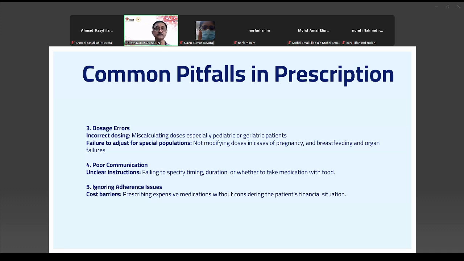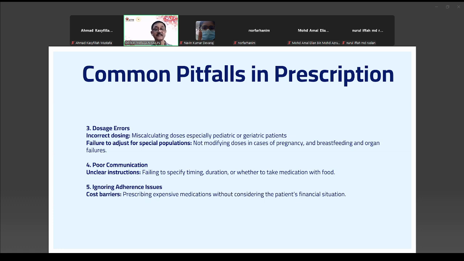Coming back to the pitfalls, the next is dosage error, especially in children, geriatric patients and pregnant ladies. You have to give medication based on their weight and whether they have any comorbidity, and you have to adjust the dose accordingly. And also for pregnant ladies and breastfeeding patients.